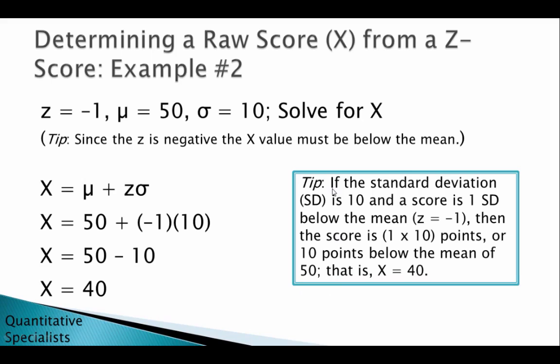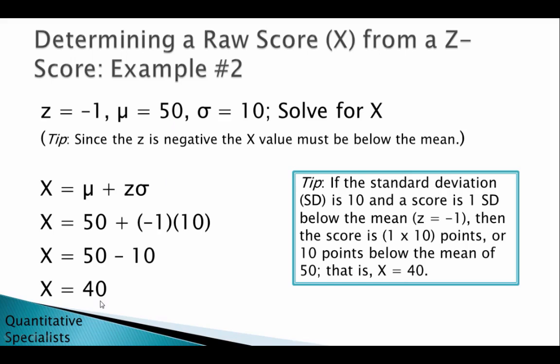And looking at the conceptual understanding for this problem as well, if the standard deviation is 10, and a score is 1 standard deviation below the mean, or in other words, z is negative 1, then the score is 1 times 10 points, or just 10 points below the mean of 50. That is, it should be equal to 40. Because our z-score indicates the number of standard deviations a value is from the mean, we see that this value is 1 standard deviation below the mean. So it's just 10 points below the mean of 50, which gives us an x value of 40.